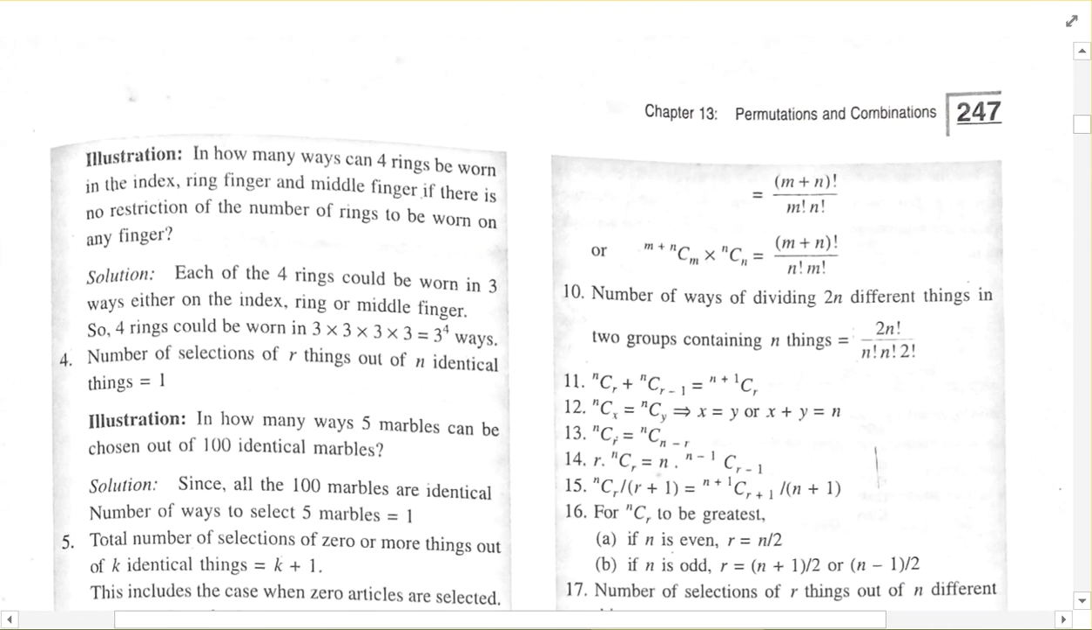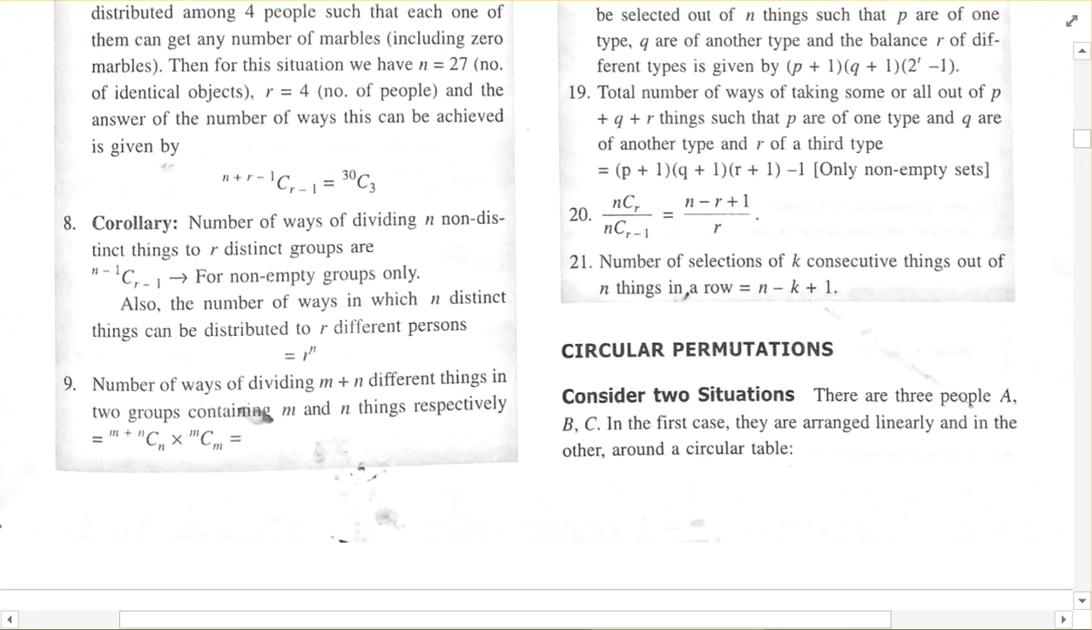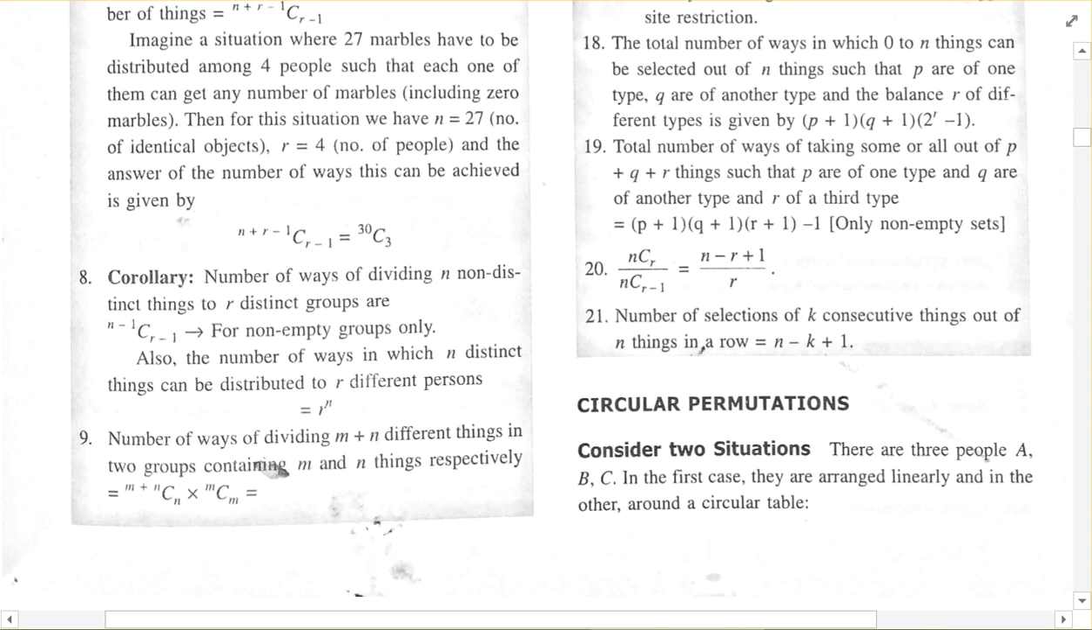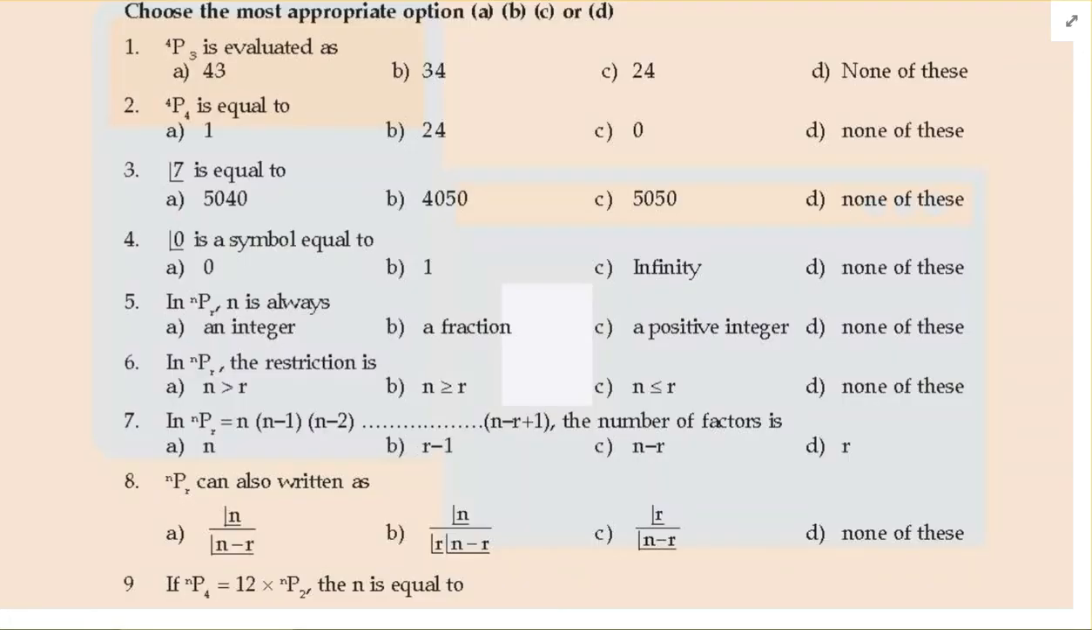Now we have illustrations. There are these 21 points which we will go through for doing the chapter. Now there is circular permutation. Before just jumping to the next topic, we have to do a few questions of permutations and combinations for basics. For clearing our basics, we'll do a few questions.